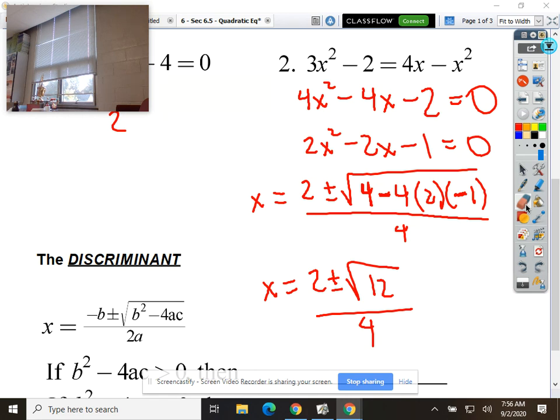I don't know why my eraser doesn't seem to want to work. There we go. Okay, so let's break down root 12. I'm going to do it over here. So x equals 2 plus or minus root 12 is this. And we're almost done. That's an okay answer. That's like saying 4/8 for an answer. If the answer is really a half, it's not wrong. It's just not simplified, right?